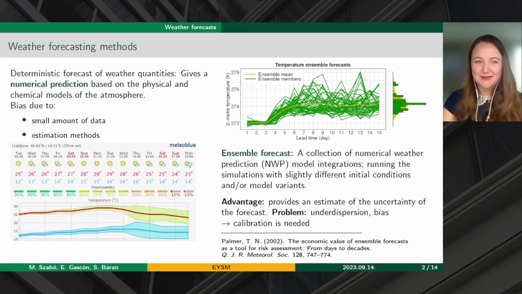So when we think about weather forecasting, we usually think of a numerical prediction, a value that comes across from our news, from wherever. You can see a nice picture on the left-hand side. It is just a value for the different weather variables. Now, this is a deterministic forecasting method, and it is usually based on physical and chemical models of the atmosphere. But as we know, there are some limitations to this, and it is not always perfectly precise.